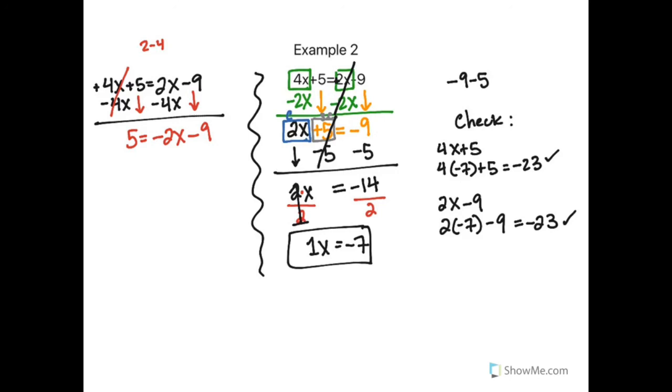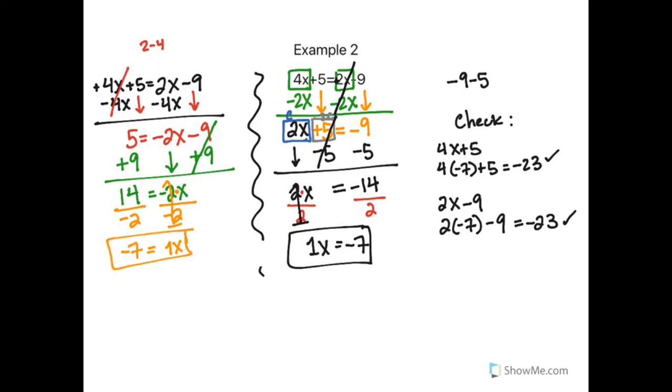So I'm still going to move my side chick to the opposite side. So I'm going to add 9 on both sides. 5 plus 9 is going to give me positive 14. I'm going to bring down this negative 2x, and this negative 9 plus 9 is going to cancel each other out. And so my last step here is to divorce this negative 2 on the x by dividing by the negative 2. And I get 1x is equal to negative 7, which is the exact same thing that we got over here.